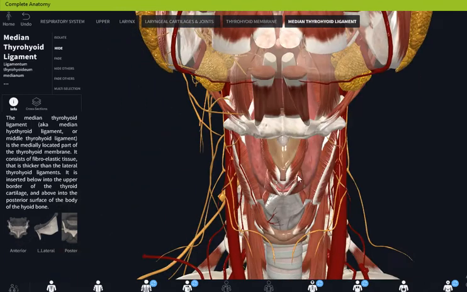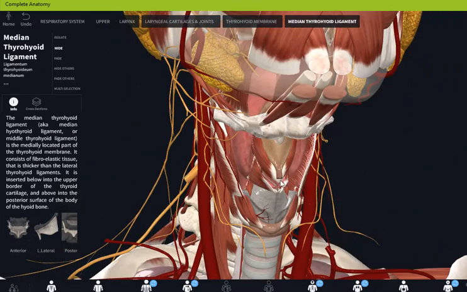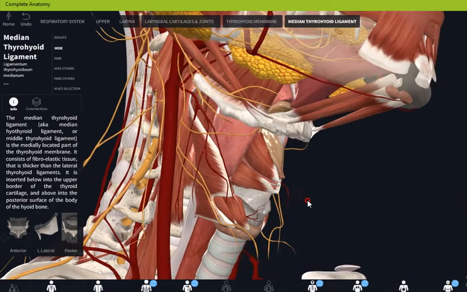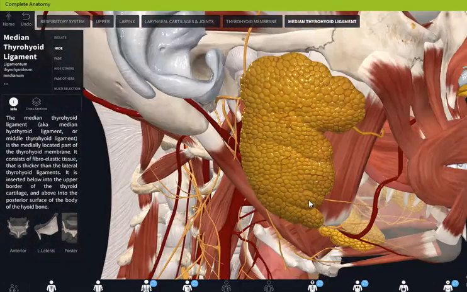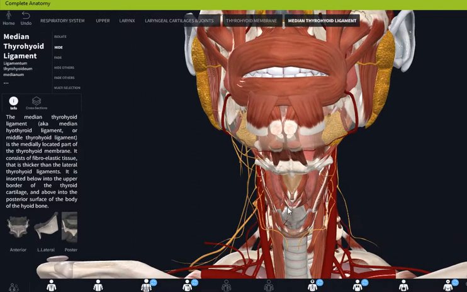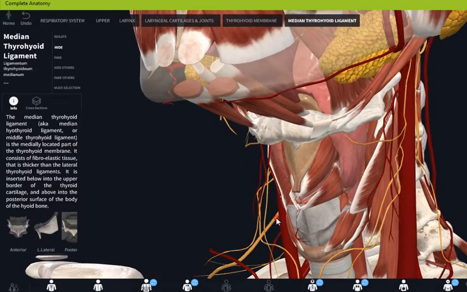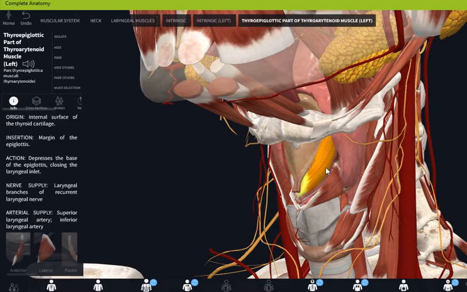So you see this here will be the epiglottis. The epiglottis will be found on the thyroid cartilage. If I place back the thyroid cartilage, you're going to see the epiglottis connecting to it. But I don't want to see the epiglottis now. So we're coming back to our portion. We realize that you have this. This is the thyroarytenoid muscle, and this muscle here is the thyroepiglottic part of the thyroarytenoid muscle.